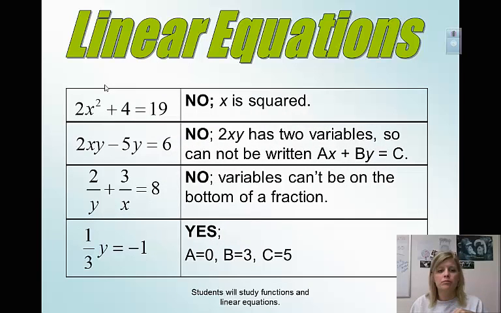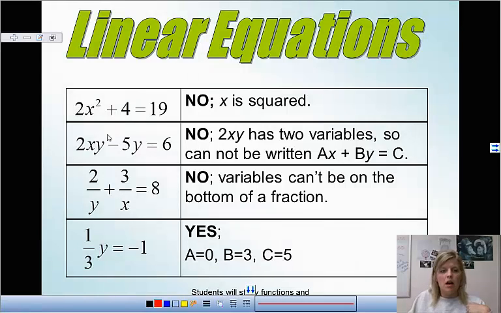Well, here we go. This first equation, 2x squared plus 4 equals 19. Is that linear? No. Why? Do you remember? You can't have squares. No exponents. No cubes. What about the next one? 2xy minus 5y equals 6. No again. Why? 2xy has two variables multiplied, so it can't be written in ax plus by equals c. All linear equations have to be able to be written in ax plus by equals c. Another easy way to remember that: if x and y are ever multiplied together, again, that can't be linear.